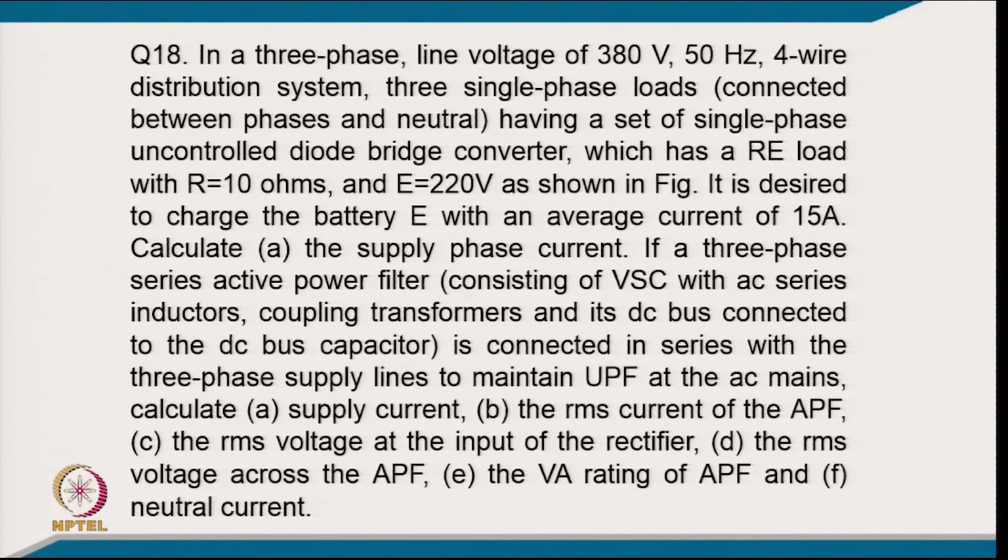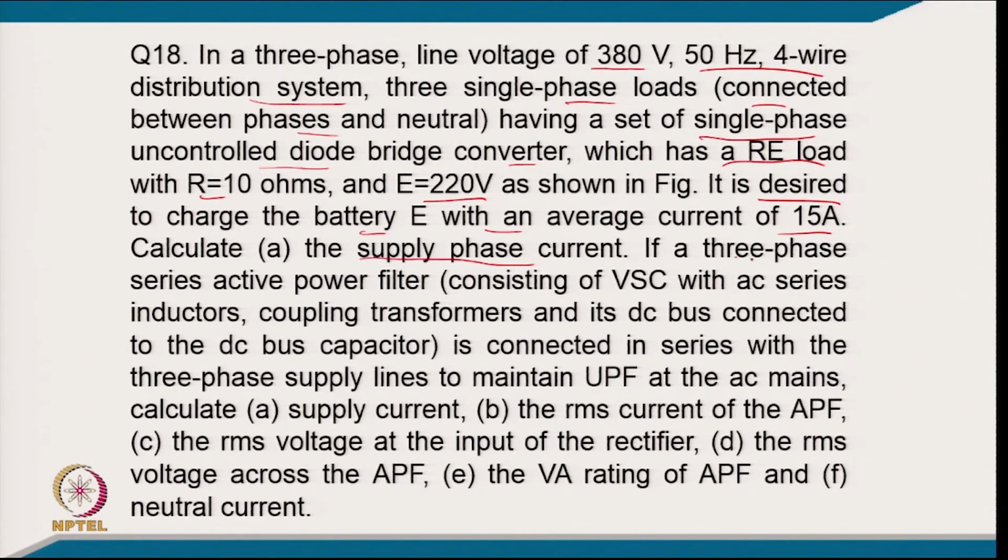So, coming to problem number 18: in a 3-phase line voltage of 380 volt 50 hertz 4-wire distribution system, 3 single phase loads are connected between phase and neutral, having a set of single phase uncontrolled diode rectifier converters which have an RE load of R equal to 10 ohm and E equal to 220 volt. As shown in the figure, it is desired to charge the battery E with an average current of 15 ampere.